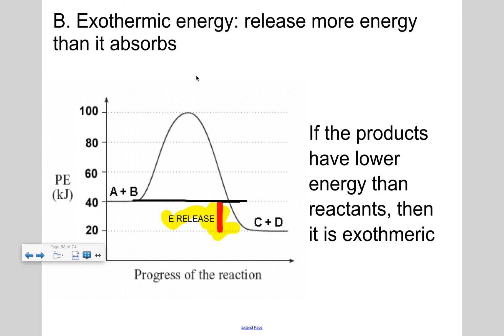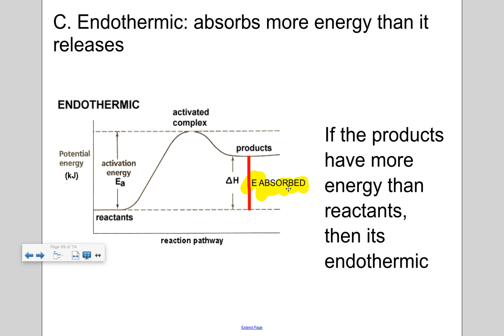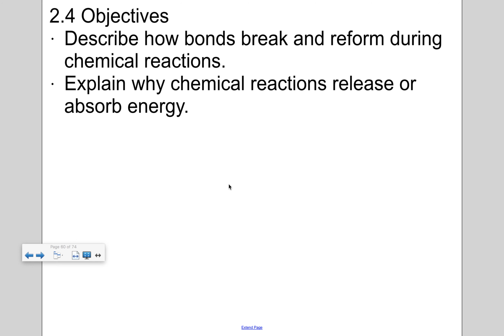An exothermic reaction is any reaction that releases more energy than it absorbs. If the products here, A plus B produces C plus D, are lower than the reactants, it's going to give off this amount of energy. The opposite is called an endothermic reaction, where it absorbs more energy than it releases. Our products have more energy than the reactants, and this is the energy that's going to be absorbed.